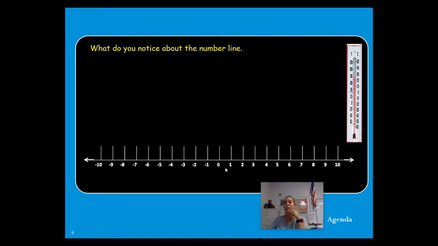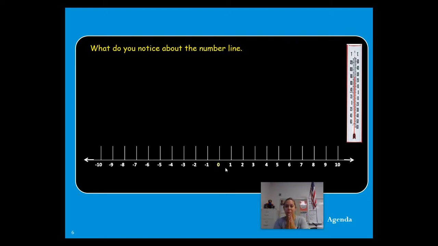On this number line, we have 0 in the middle, and we're going from 0, moving left, counting to -10. So -1, -2, -3. Think about that. -1 is still one space away from 0. -10 is still 10 spaces away from 0. Moving in the positive direction, 0, 1, 2, 3, 4, right? +1 is still only one space away from 0.